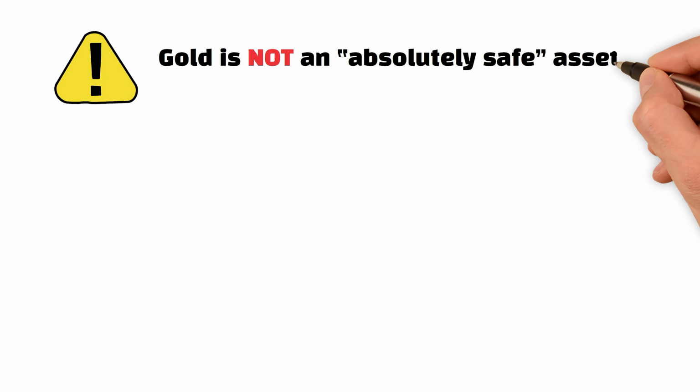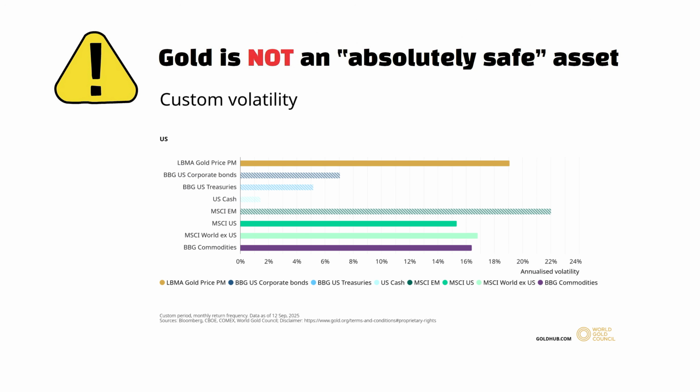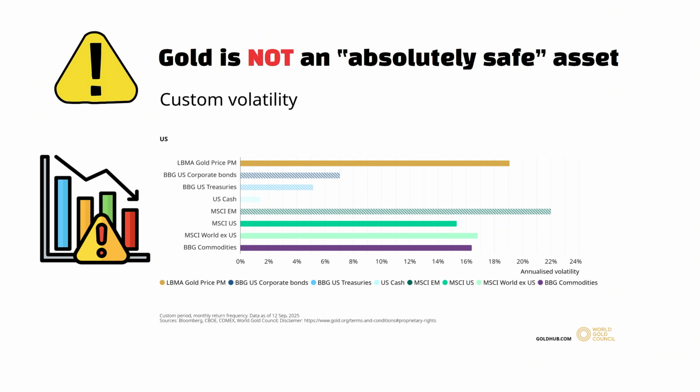Many people treat gold as an absolutely safe asset, but that's not true. Gold's annualized volatility is around 20%. This means that in some years, it might rise 20%, but in others, it could fall 20%. Such volatility can significantly affect your overall portfolio risk. In other words, while gold can hedge and diversify in the long term, in the short term it can also bring substantial losses. If you chase gold at the top and the market pulls back, you could get stuck.